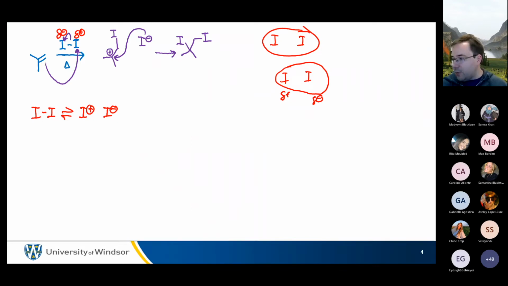Does it matter which side we draw? Is that what you mean, Madison? So Madison's asking which side we draw the I minus on. If there was light, it would do a different mechanism, Julia, and we're going to talk about that at the end of the course.